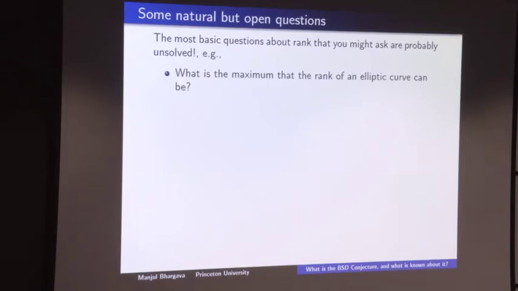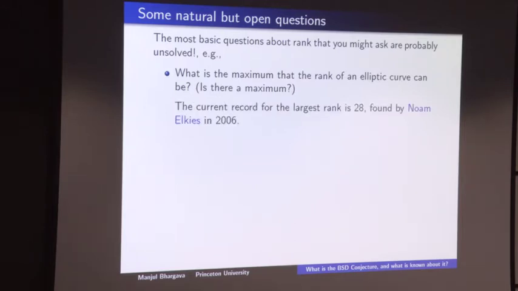For example, what is the maximum that the rank of an elliptic curve can be? We don't know. Can it go all the way to infinity? We don't know that. Is there a maximum at all, or does it go off to infinity? We don't know. The current record for the largest rank is at least 28. We don't know that it's actually 28. We just know that it's at least 28, and that's the highest that's been found.